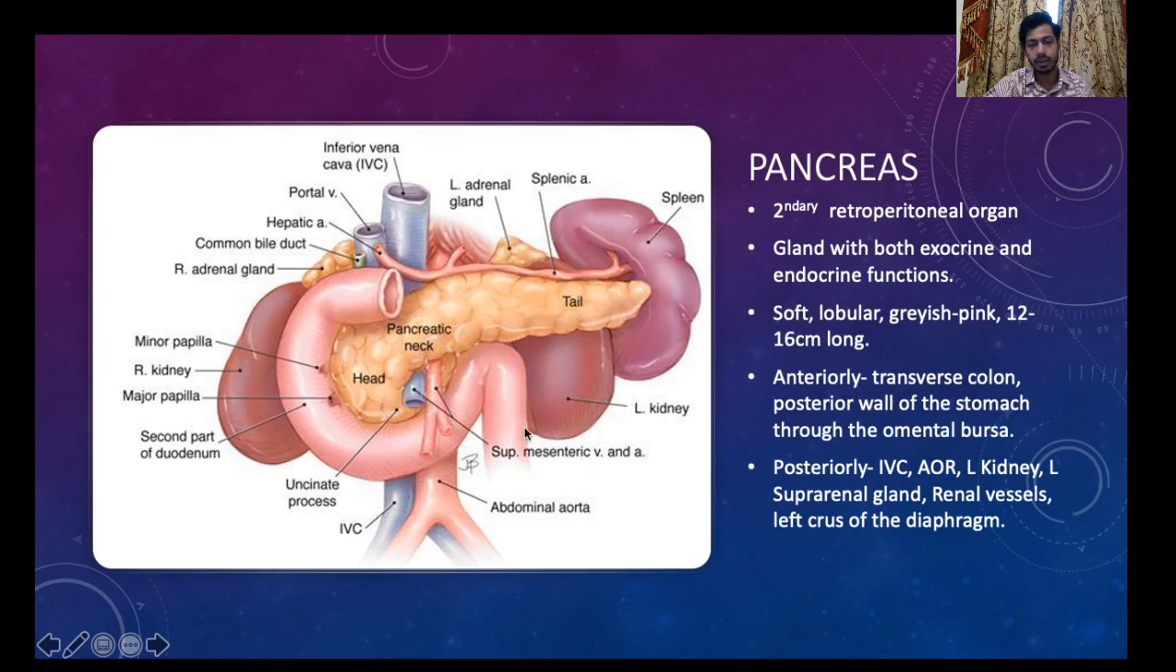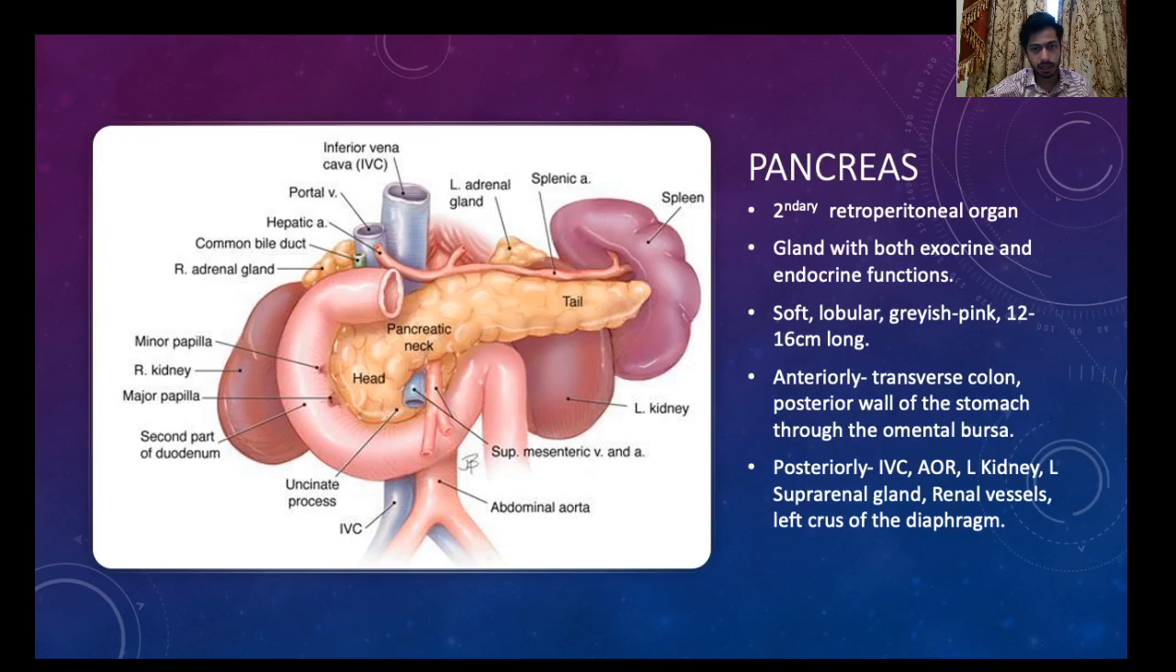Syntopy-wise, anteriorly, you would have the transverse colon passing in front of it, if you're looking at it from the pancreas. You'd have the posterior wall of the stomach through the omental bursa. The omental bursa, or the epiploic foramen, is a very, very important topographical foramen. Once again, I can't really go into it in too much detail in this lecture, but if you guys message me, I have a separate lecture which has all of this. I can send that to you.